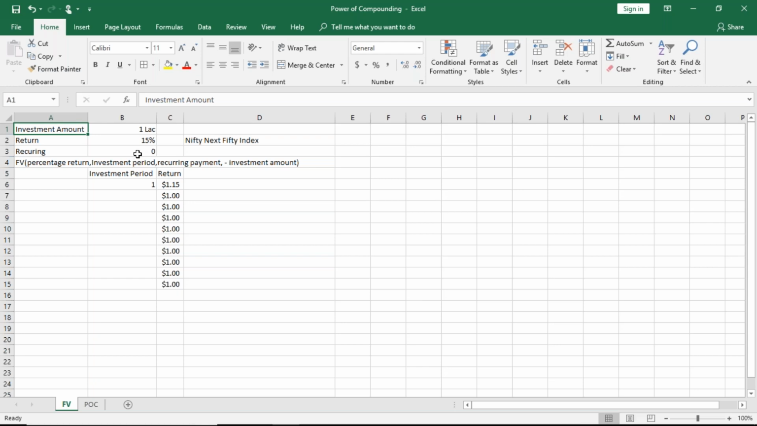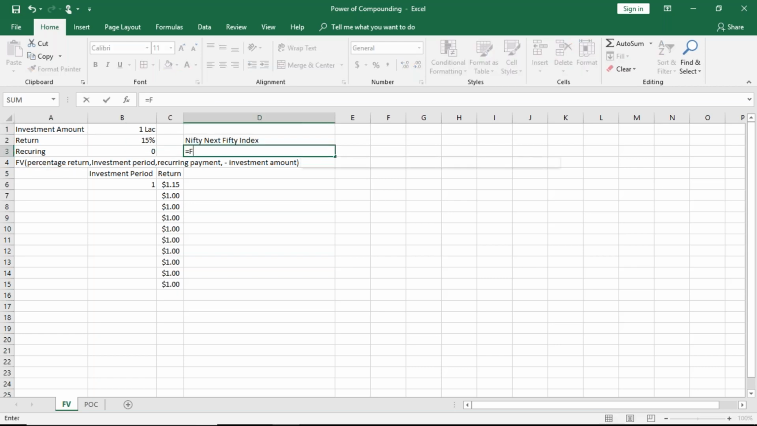And I will use a formula called FV, which is in Microsoft Excel, which tells me that if I am investing a certain amount with a certain percentage of return, what is the final amount I would get. The formula takes certain parameters: the rate, the investment period, the recurring payment, and the present value which I'm trying to invest. So this is how the formula would look.